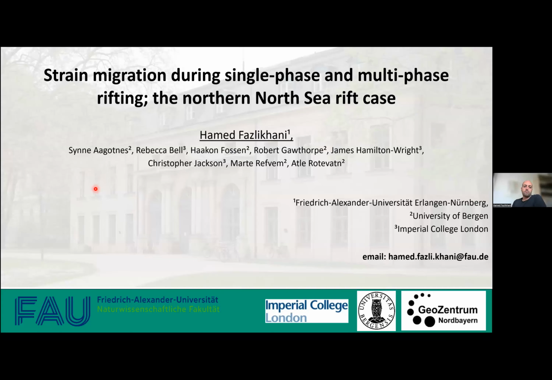So I'm going to talk about a case in the northern North Sea rift where, on a large scale, we have a multi-rift basin, but some part of the basin has only experienced a single rift phase. I'm going to show some results comparing the single-phase rift versus the multi-phase rift in terms of the basin geometry and the fault kinematics.